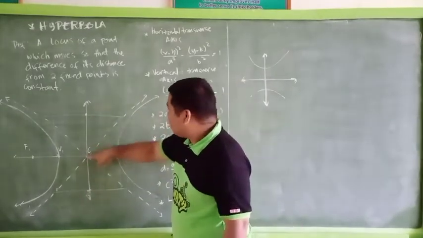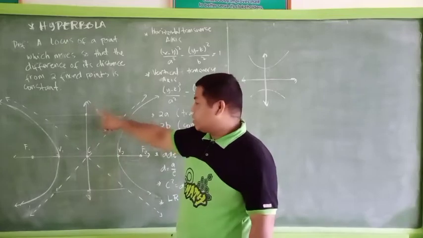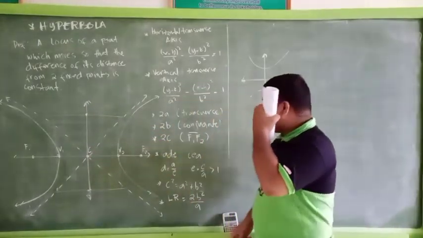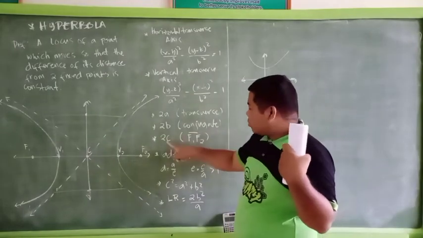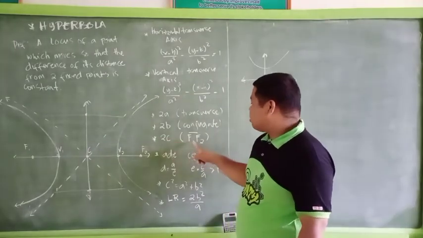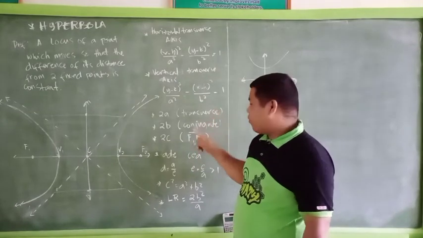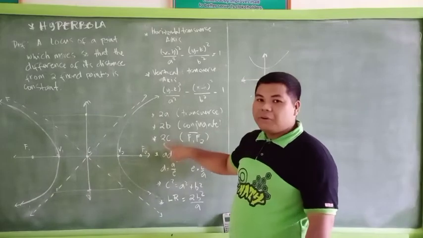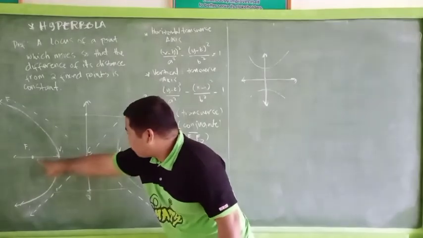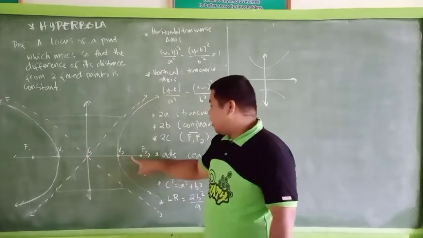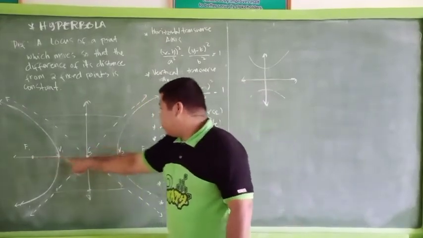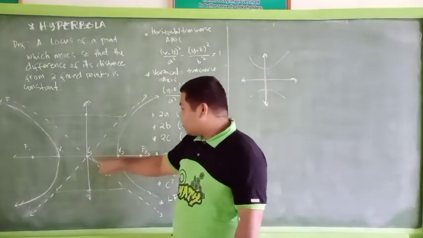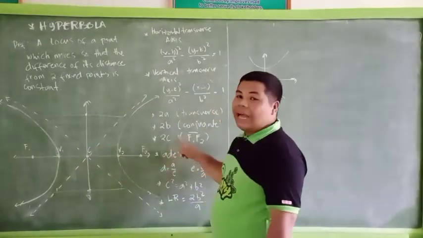Pero, from center to either one of the endpoints ng conjugate axis natin, tawag natin dyan is B, or the semi-conjugate axis. Now, how about the 2C? Yung 2C dito is, ito yung distance from the foci. So, focus 1 to focus 2, yung distance nila is yan yung 2C natin. I-add mo yung dalawang distance nila, yan yung tatawagin natin 2C. But from center to focus, C lamang siya.